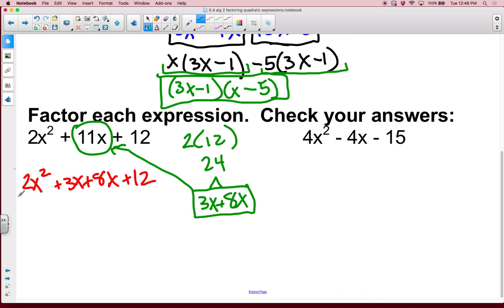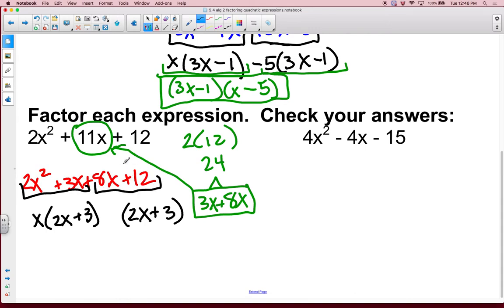Okay, so now I'm going to say, what can I take out from my first two terms? An x. When I take out an x, I have a 2x plus 3 left over. And I know that I have to have that same binomial left over, so I'm just going to rewrite it and say, okay, what do I have to take out from the last two terms in order to have a 2x plus 3 left over? Well, 8x divided by 2x is a 4. Let's make sure that works for both of them. 8x divided by 4, 2x. 12 divided by 4 is a 3.